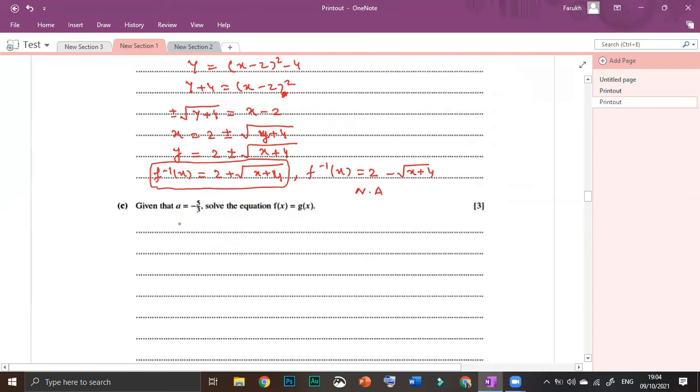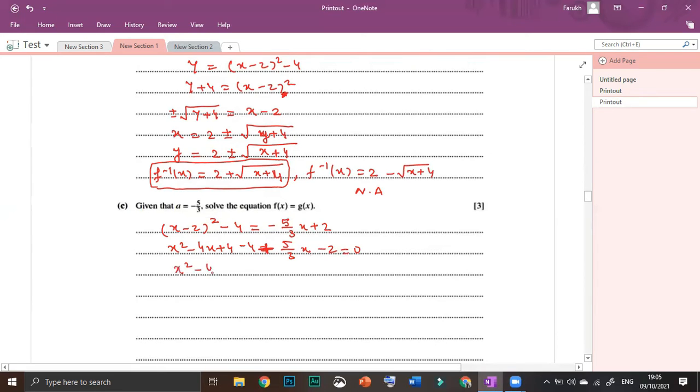Now we will put both the functions equal. F of x is equal to x minus 2 whole square minus 4 and g of x is equal to ax plus 2. The value of a is minus 5 over 3, so g of x is minus 5 over 3 x plus 2. X square minus 4x plus 4 minus 4 plus 5 over 3x minus 2 is equal to 0.